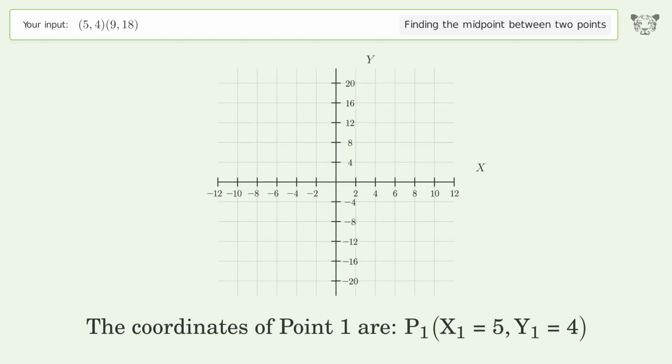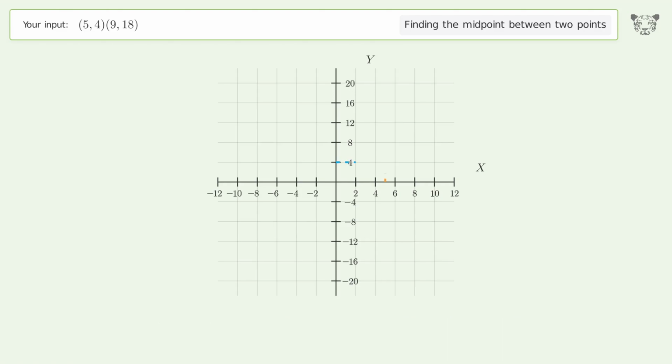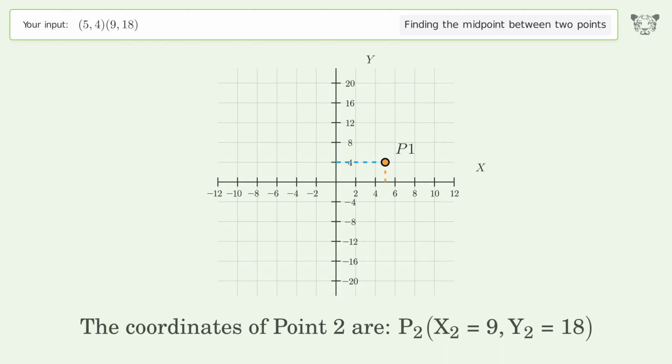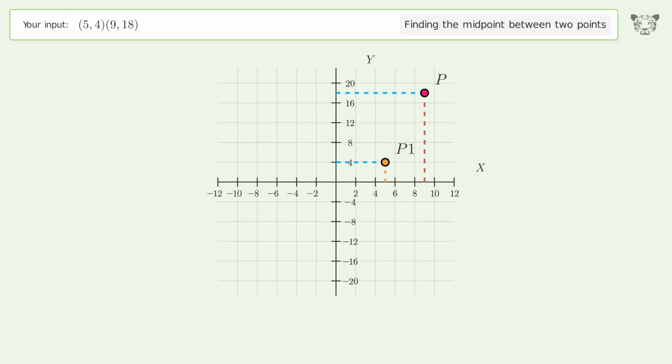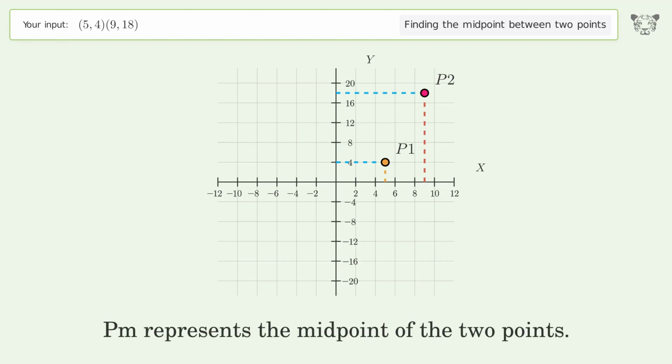The coordinates of point 1 are x1 equals 5, y1 equals 4. The coordinates of point 2 are x2 equals 9, y2 equals 18. PM represents the midpoint of the 2 points.